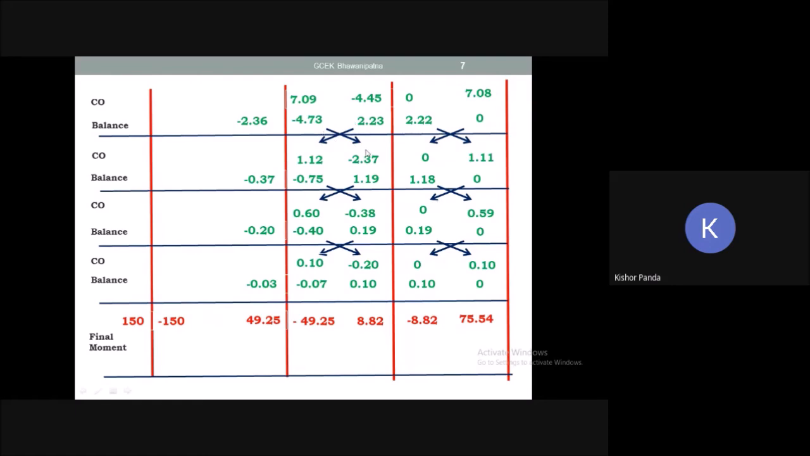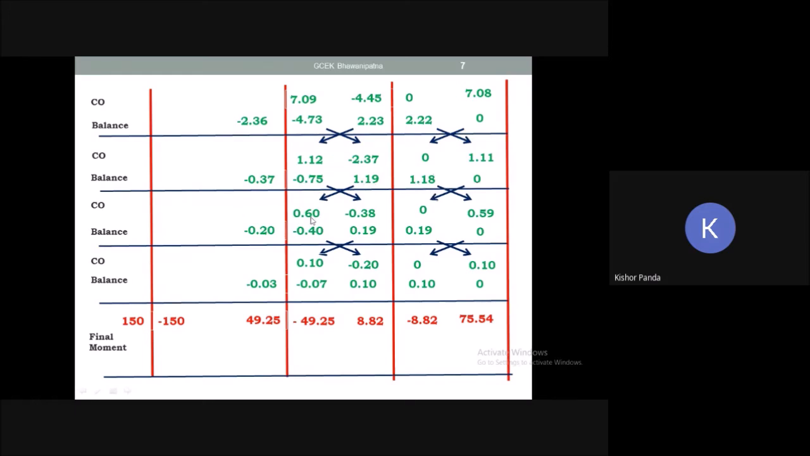Again, you have to go for the carryover. Half of this moment will carry over to this side, half of this moment will carry over to this side, half of this moment will carry over to this side, half of this moment will carry over to this side. So this is the carryover. 1.12 minus 2.37, 0, 1.11. Then again you go for balancing the moment. 1.12 into 1 by 3 minus 0.37, 1.12 into 2 by 3 minus 0.75. Then here net moment is minus 2.37 into 1 by 2, and you have to balance by positive sign. Negative means you have to balance by opposite, plus 1.19. This is plus 1.18, and here 0.